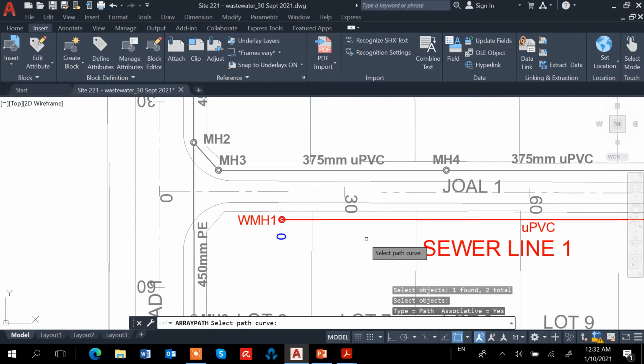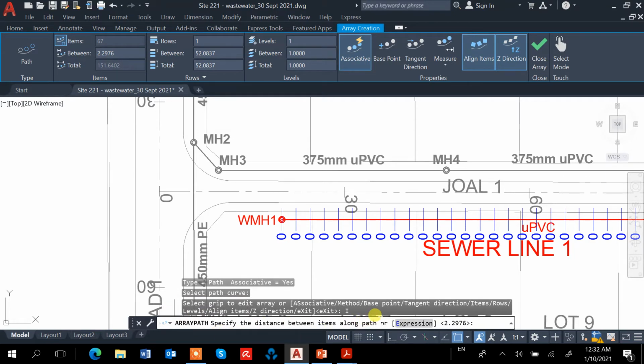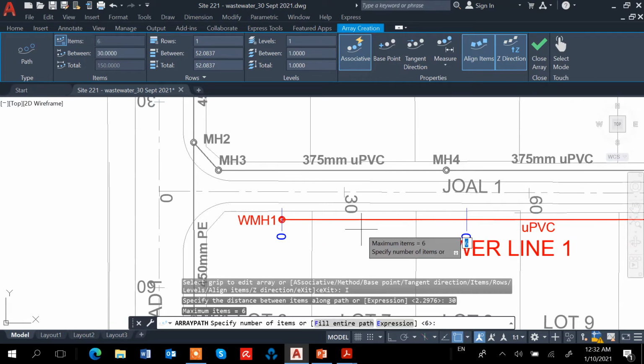Select the path curve. So this is a path curve. So now we need to set the interval between the items. So we got these items. We need to put items, and then it will ask us the distance, specify distance between the items along the path. This distance is what we actually want to set, just like the rod. Yours one could be 25. Mine, I'm going to put 30. Okay, so it's 30.